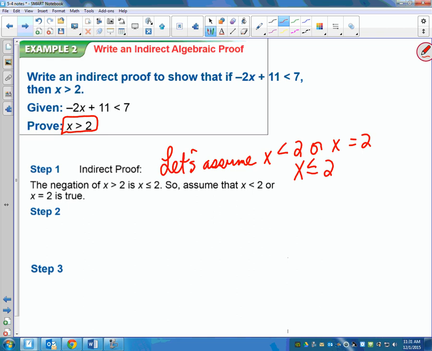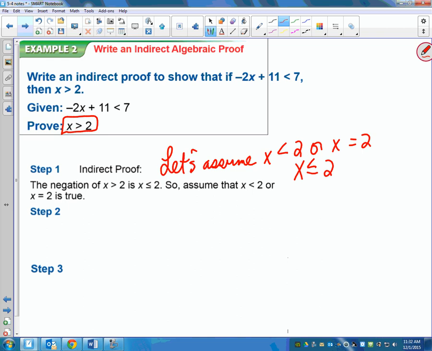Now the second step, just like all the proofs we've done, is the hard step. You have to figure out how to prove that's not true. How can we show that when x is less than 2 or x equals 2 that it doesn't work in the problem? Can we plug in some values that are less than 2 or equal to 2 and see what happens? Yes, in this case, we're not actually going to write out a proof step by step.